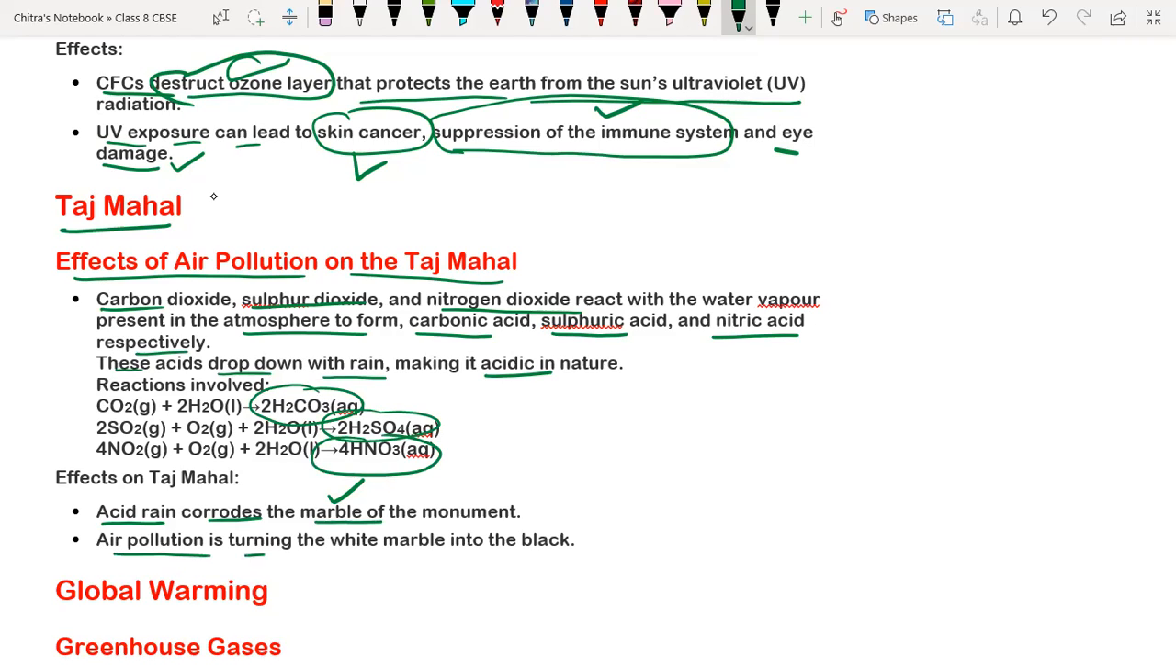Air pollution is turning the white marble black. That's why the white Taj Mahal has now become a little yellowish in color and is slowly becoming black. Sir, but you said it will turn black, then why is it turning yellow first? Because it is not corroded completely, no? The upper layer is not corroded completely, that's why. After a few years, if pollution increases again, then it will turn black.